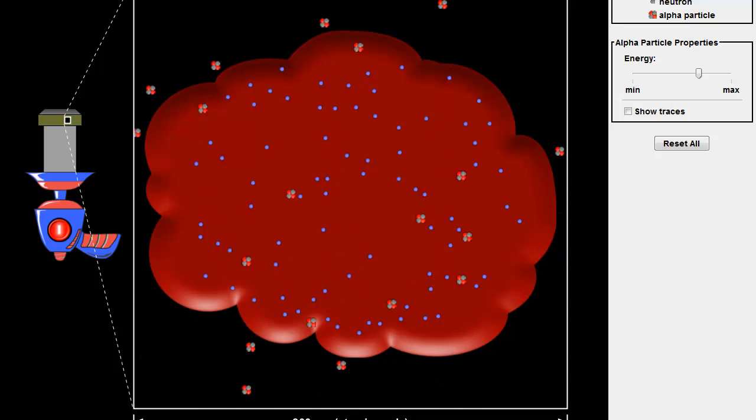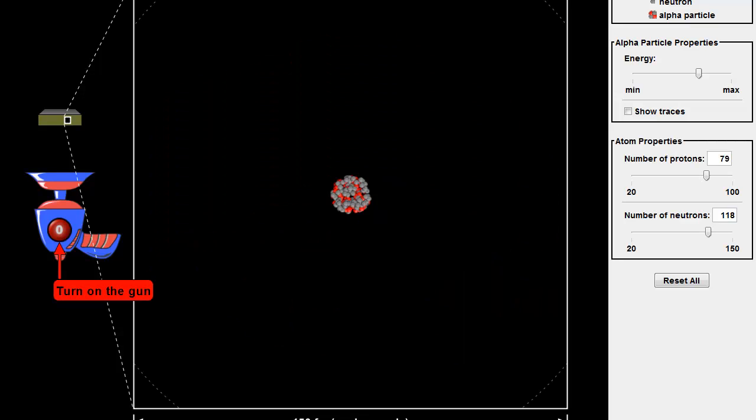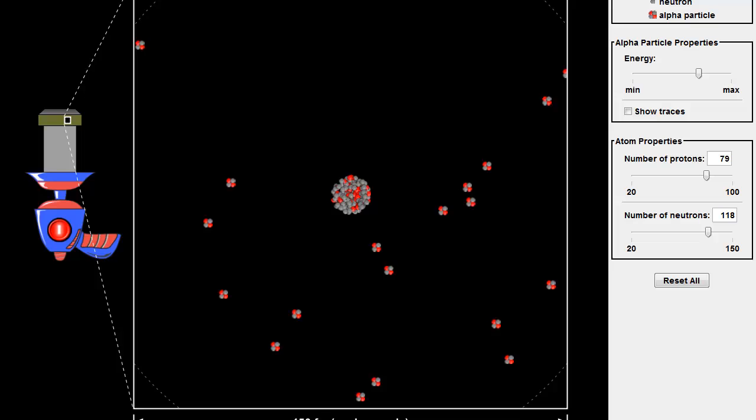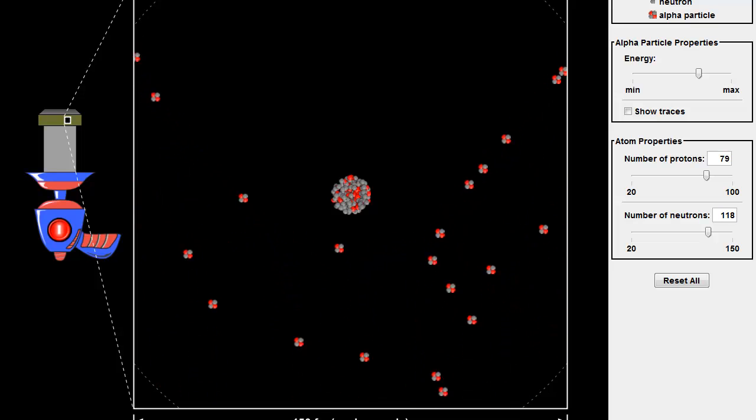Now here's a simulation of what Rutherford expected. Here's the plum pudding model of the atom, a really super close-up view. The red is the positive charge, the blue things are electrons, and all those things going through are alpha particles. This is what Rutherford expected. He expected all of those alpha particles would go right through, but instead what happened is those alpha particles hit something. That something was the nucleus.